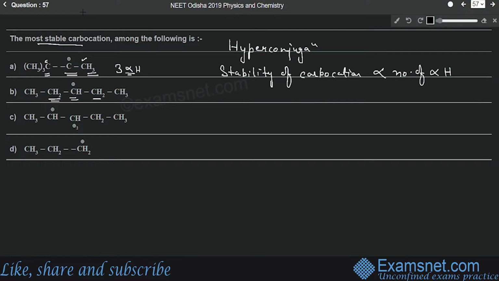On the right side again we have 2 alpha hydrogens. So we have a total of 4 alpha hydrogens. That means this will be more stable than the previous one.